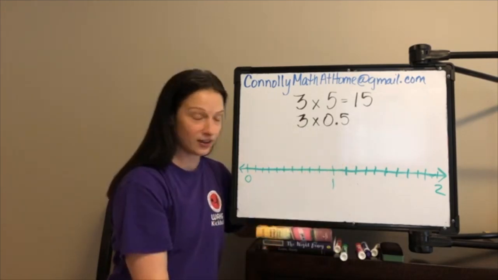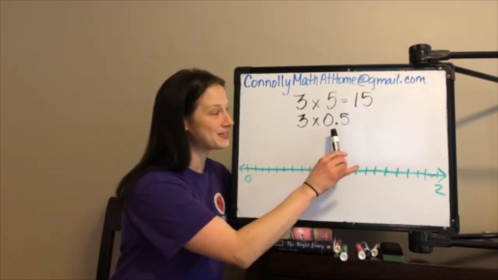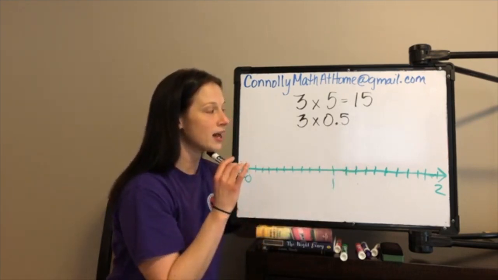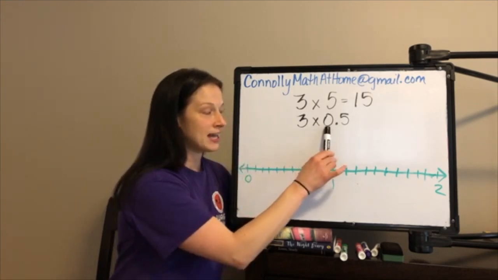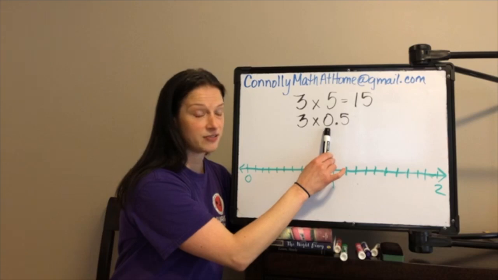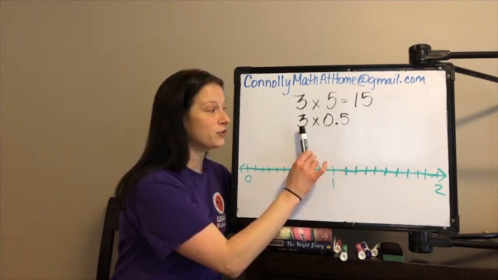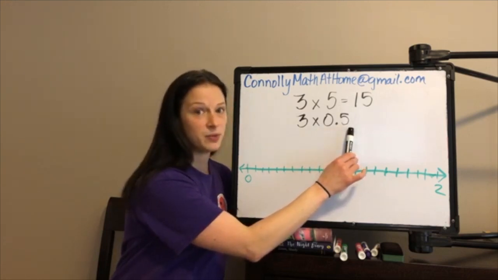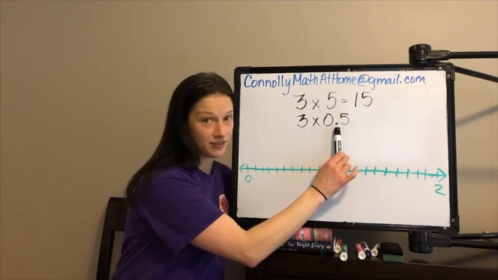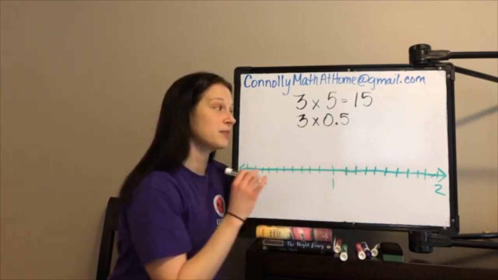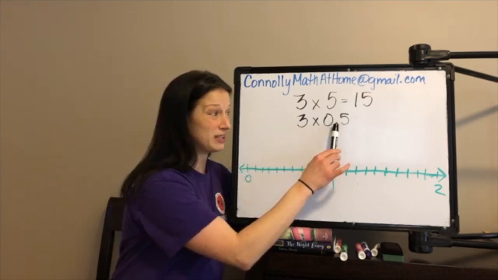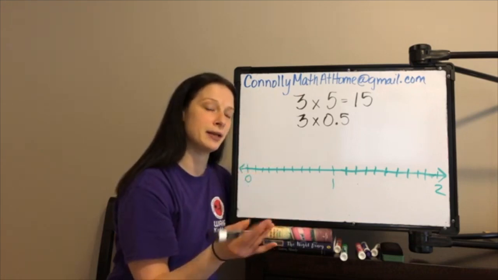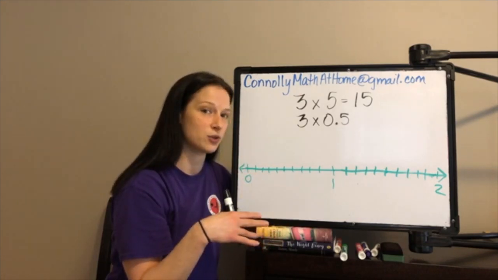3 groups of 5/10. And I'm thinking, well, I know that she ran less than 1 mile each day, because 5/10 is less than a whole. And I know if this was 3 times 1, then I would be at 3 miles. But she's not going that far. She's only going half of that far. She's only going 5/10. So I'm thinking that we're going to be thinking about half of 3, and that my answer is going to be somewhere between the numbers 1 and 2 miles total.